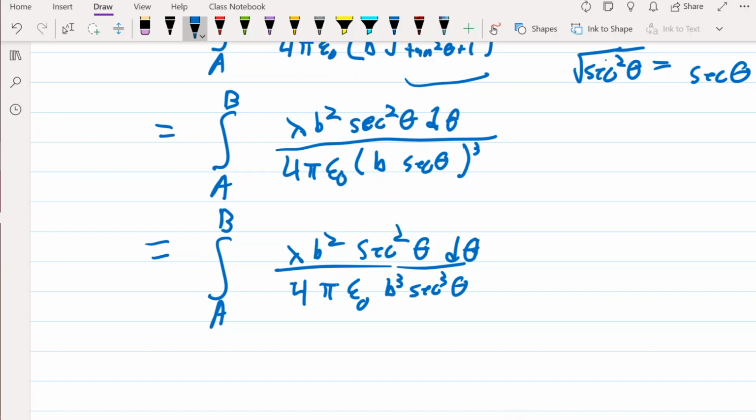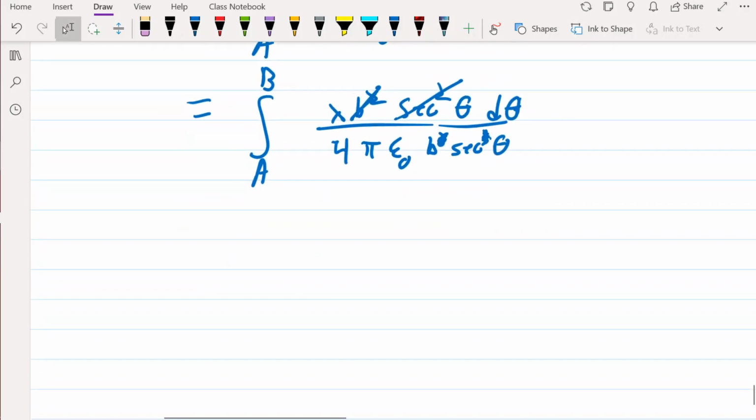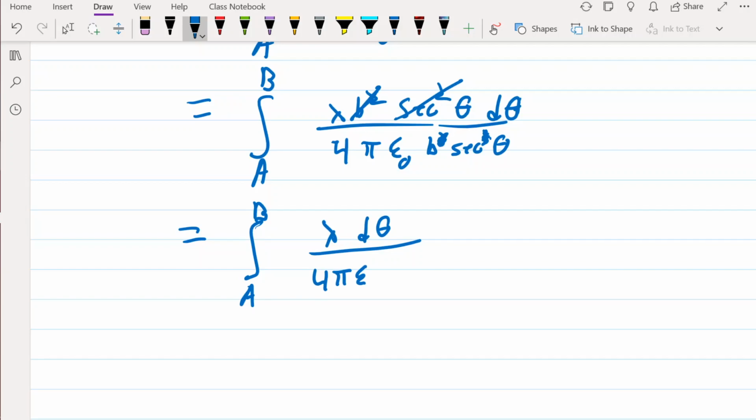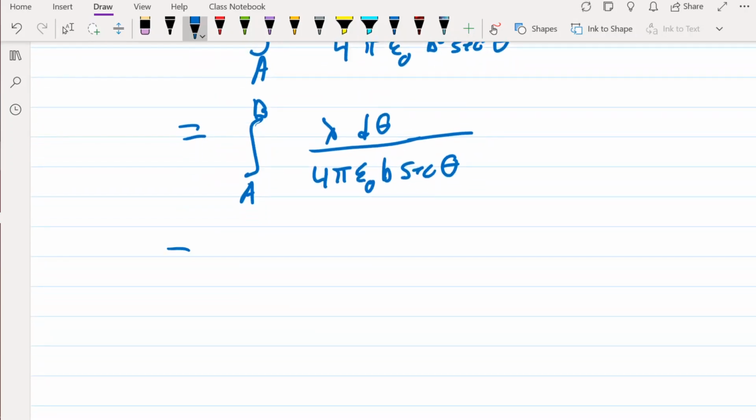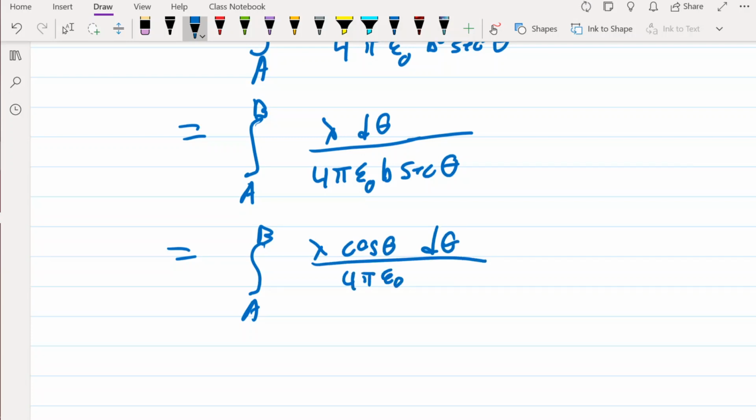And now we can do a little bit of simplification. So we're able to get rid of this b squared up here and able to get rid of that 3 down there. And we're also able to get rid of that secant squared up there and get rid of the 3 down there. So now what we have from alpha to beta, we have lambda d theta over 4 pi e initial b secant theta, in which secant theta is just 1 over cosine. So we will rewrite this once again from alpha to beta to be lambda cosine theta d theta over 4 pi e initial times b.